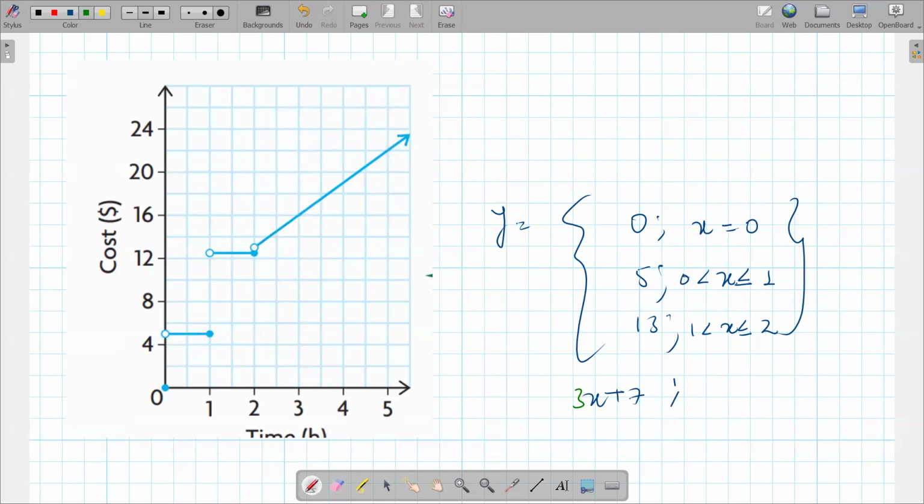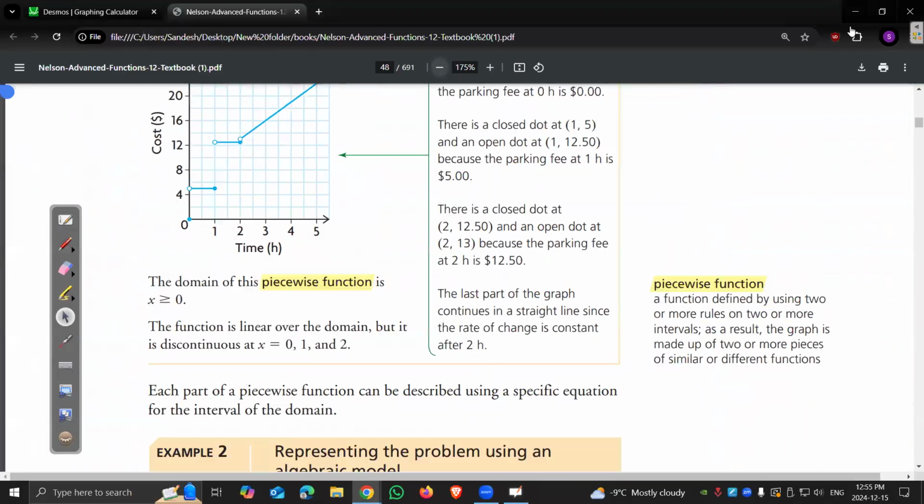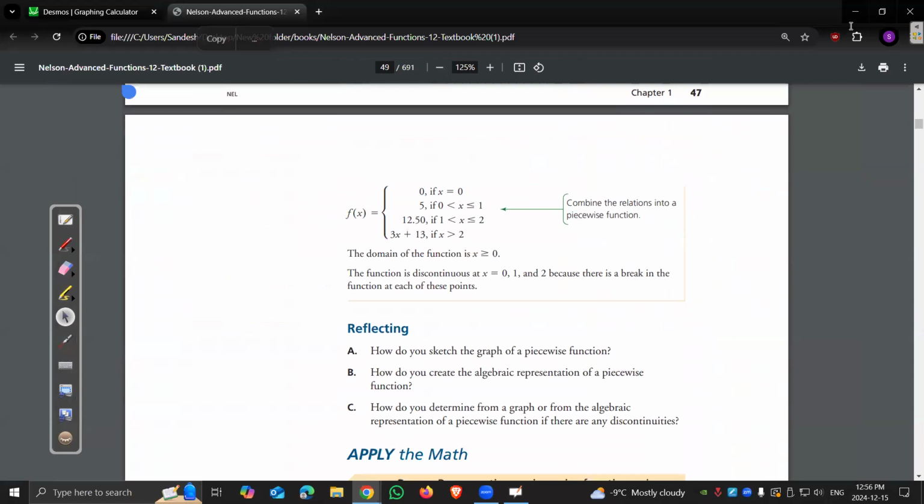When is it valid? Everywhere? Or does it have a condition? X has to be greater than 2. Correct. And there you go. We've just concocted the equations for a piecewise function. Not terribly difficult. You just have to keep in mind inclusive, exclusive, and so on.